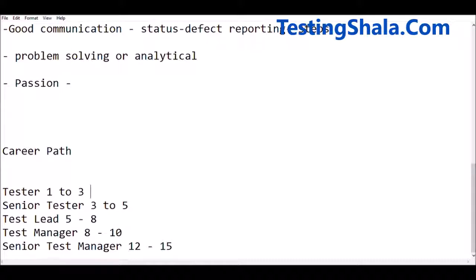I hope we understood clearly the roadmap or career map for software testing.